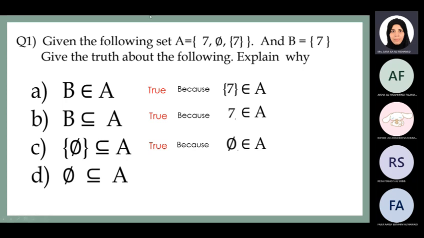D says phi subset of A. What does it mean, phi subset of A? It means every element in phi should be an element in A. What is the element in phi? Phi is empty. There is nothing in it. So x belonging to phi is always false. False implies anything is always true. So this is true because phi is a subset of any set.